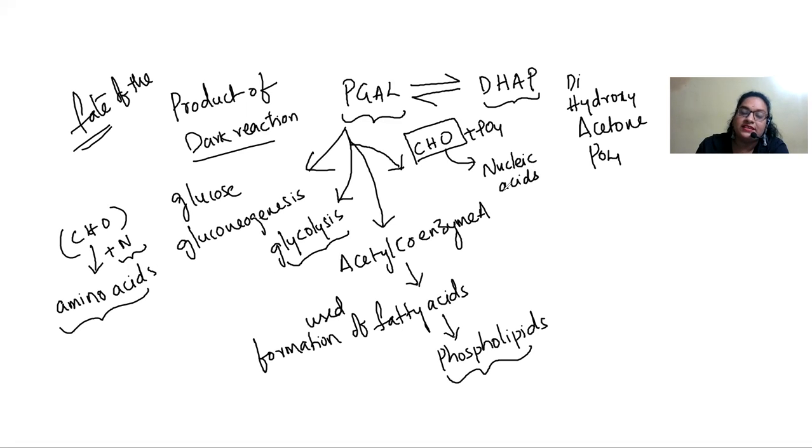So imagine that these are all the things. PGAL may enter into the formation of the glucoses, it may enter into the glycolysis directly, it can form the fatty acids, and if we combine it with nitrogen, it forms amino acids, and with the phosphates, it gives you nucleic acids. So this is a wide range of products that can be produced from the PGAL. This is very, very important to remember, children.